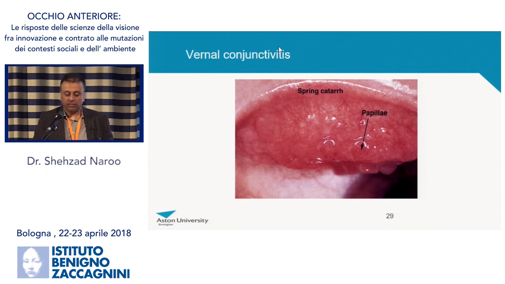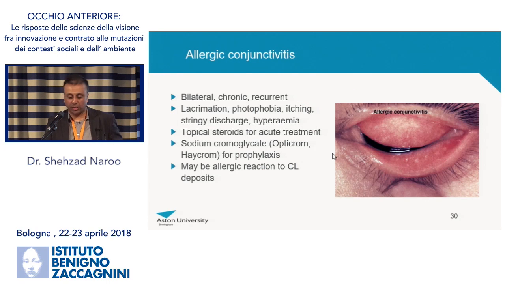Now, vernal conjunctivitis, like pollen, allergic type conjunctivitis, we start to see what we call spring catarrh and these papillae again. So this is a type of giant papillary conjunctivitis. And giant papillary conjunctivitis isn't just from pollen. It can be allergies to perfumes. It can be allergies to contact lens solutions. It can also be contact lens related.